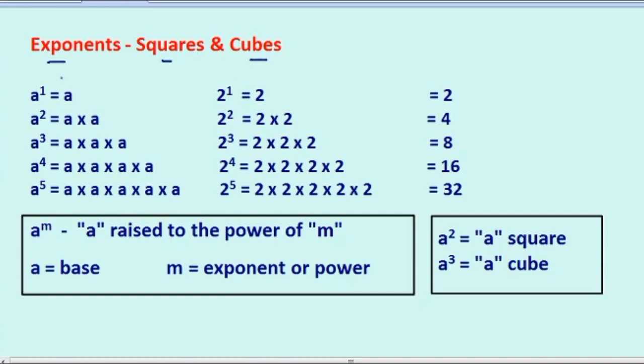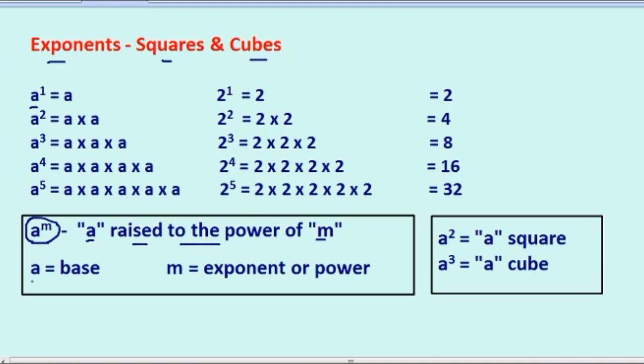Okay, you might have seen numbers like this: a^1. Here 1 is written a little bit on the top. This means a raised to the power of 1. These types of numbers are known as exponents. If there is a number like a raised to the power of m, then we call it a raised to the power of m.